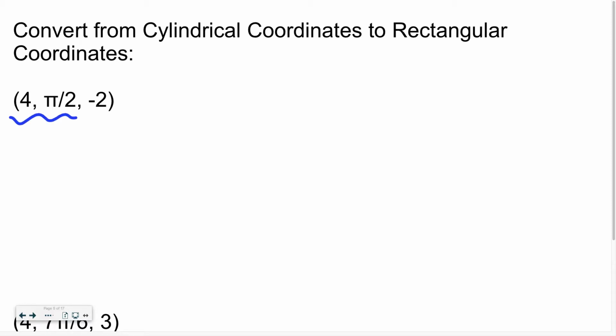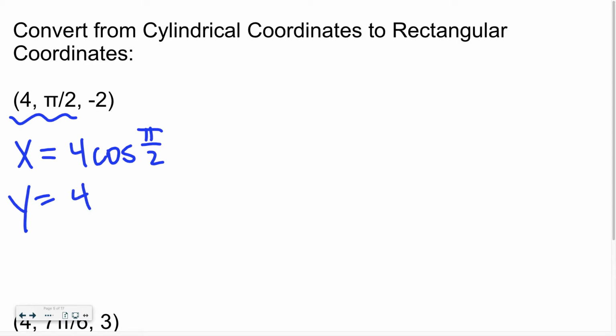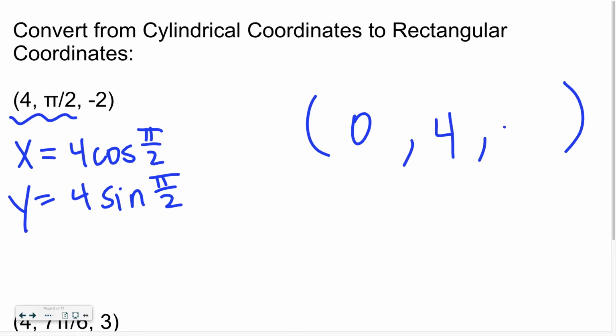Okay. This is the easy transition, I think. You don't have to think too hard. X equals 4 cosine theta. Y equals 4 sine theta. So our coordinate would be 0, 4, and then z is -2. Going from rectangular to cylindrical, we have to think about the quadrant in order to get the correct angle. But here we just plug and chug all the way through.